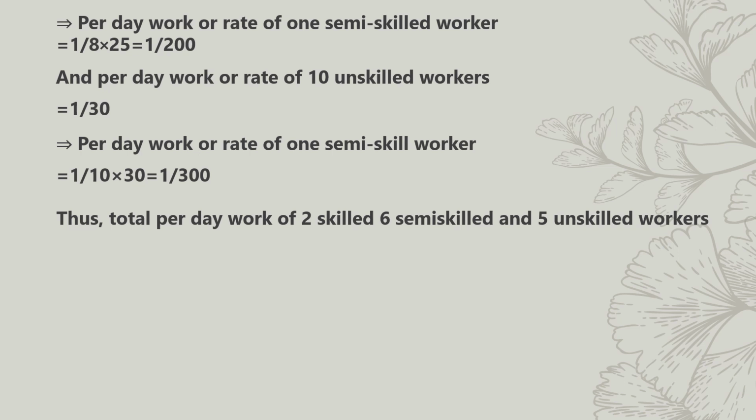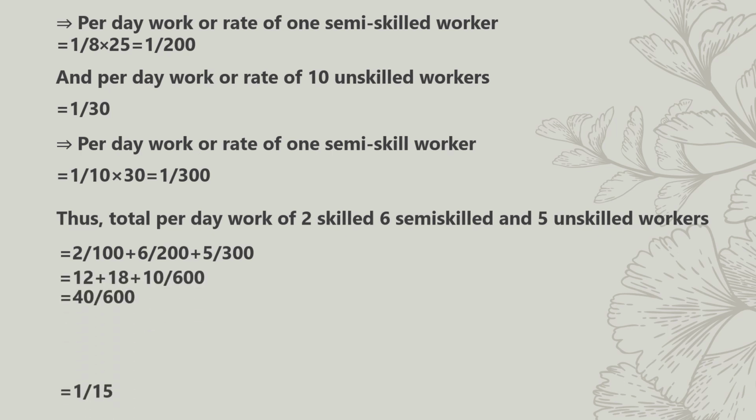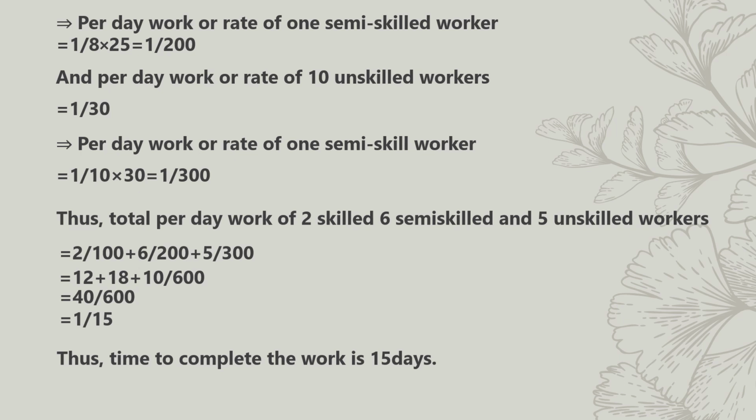So the total work per day for 2 skilled, 6 semi-skilled and 5 unskilled workers is 2 into 1 by 100 plus 6 into 1 by 200 plus 5 into 1 by 300, which gives us 1 by 50. So for a day they complete 1 by 50 part, so they complete the work in 50 days. The answer is option D, 50.